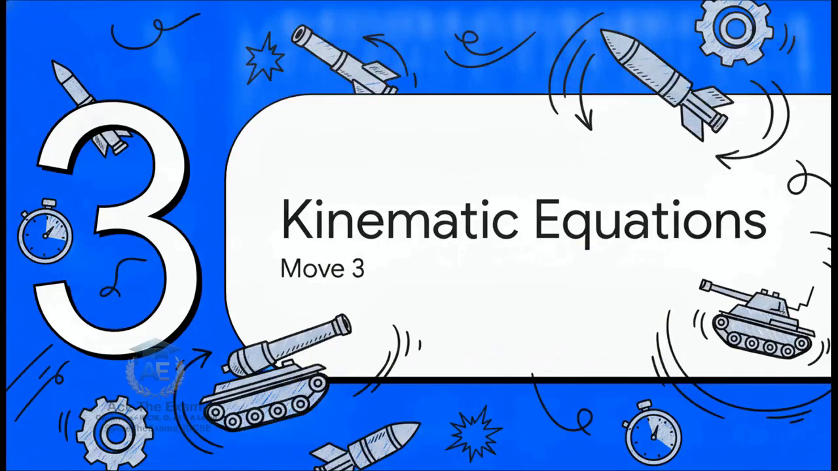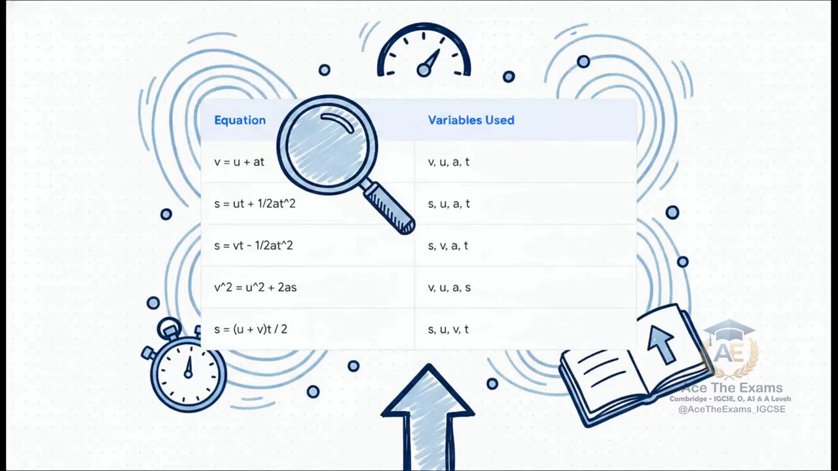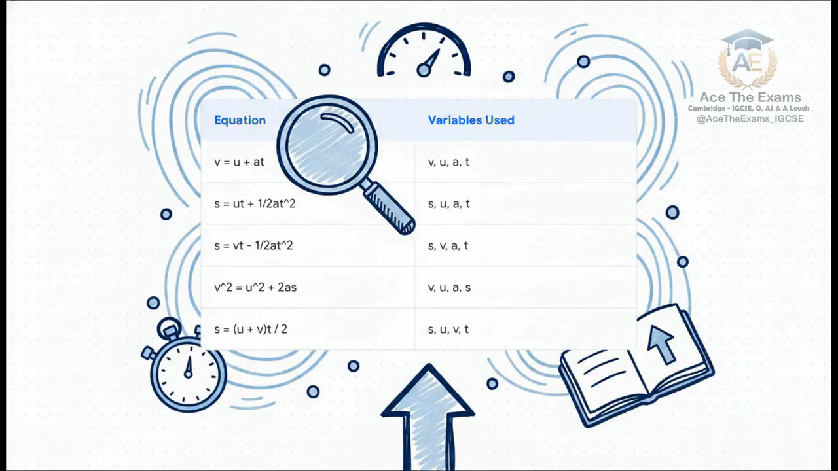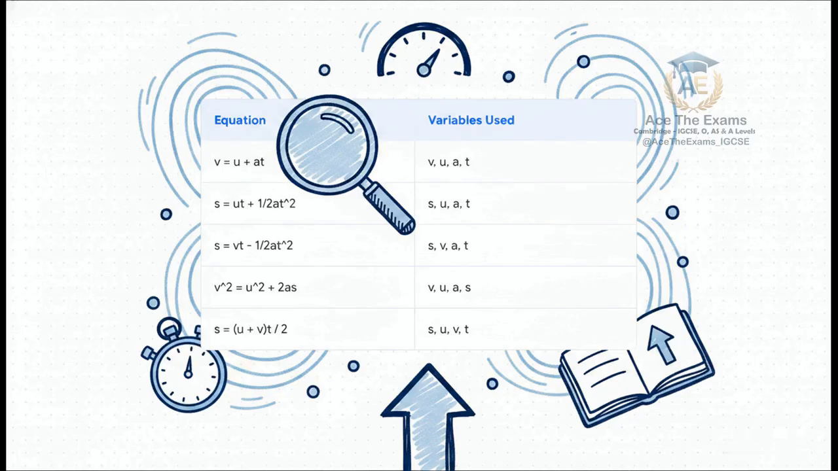Let's step up to move 3, the kinematic equations. This is where the real strategy comes into play. Listen closely, because this table right here, this is your ultimate exam cheat sheet, what we call the SUVAT equations. We have 5 equations, and we have exactly 5 variables. Displacement, which is S, initial velocity, U, final velocity, V, acceleration, A, and time, T. Now I want you to notice something really powerful about how these are structured. Each single equation links exactly 4 of these variables together and completely deliberately ignores the 5th one.